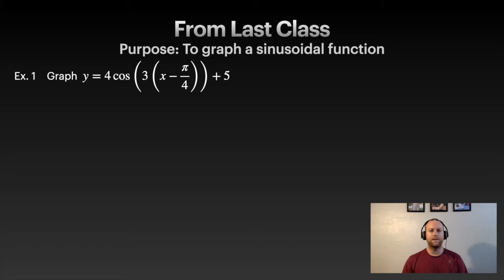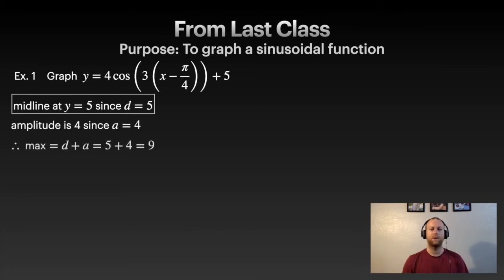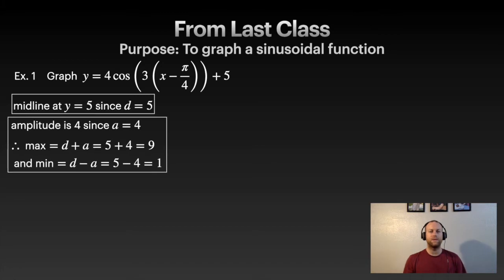So let's graph this big long thing. If we're given this cosine, again, we just need to look at all the characteristics. What have we got for A, B, C, and D, and how are we going to use this to graph our function? Midline is at y equals 5, and this is again because D equals 5. The amplitude is 4, because A is 4. From these two things, we can figure out what the max and the minimum values of our graph are.